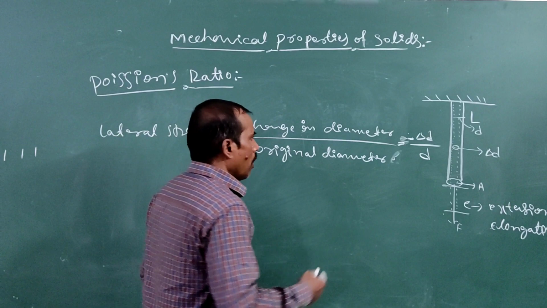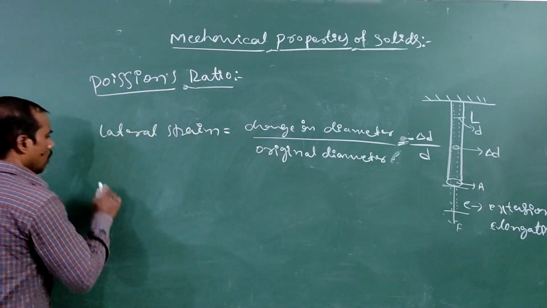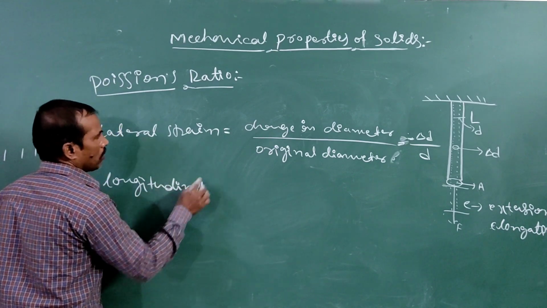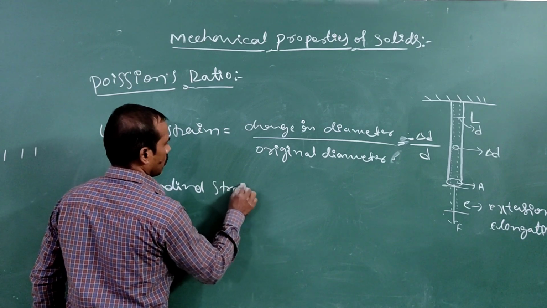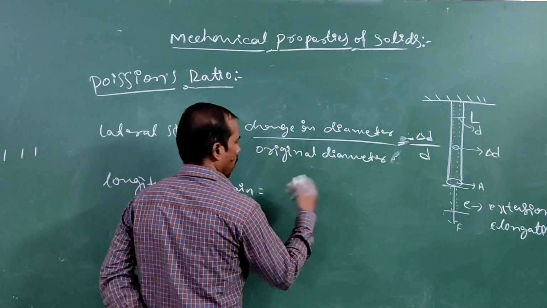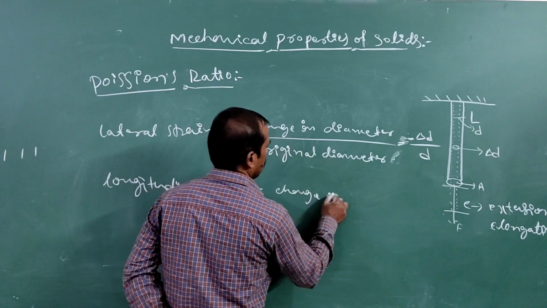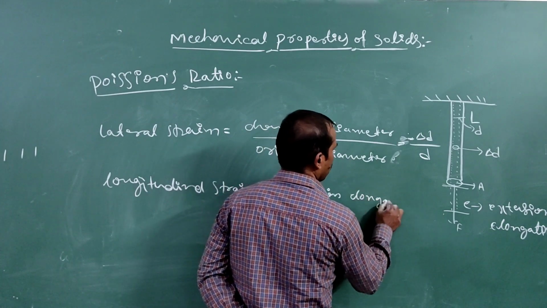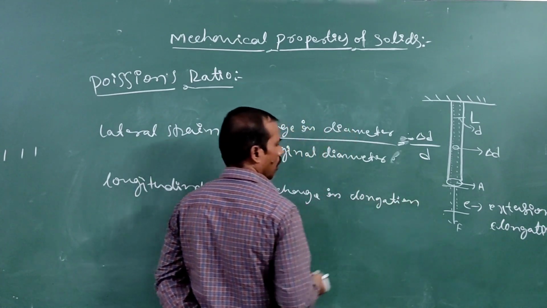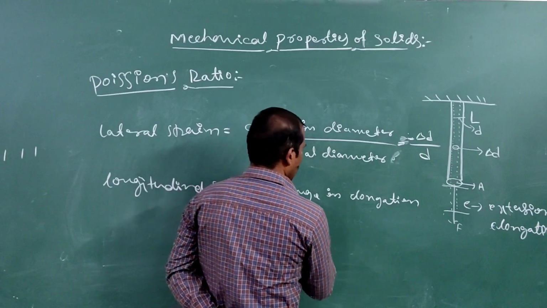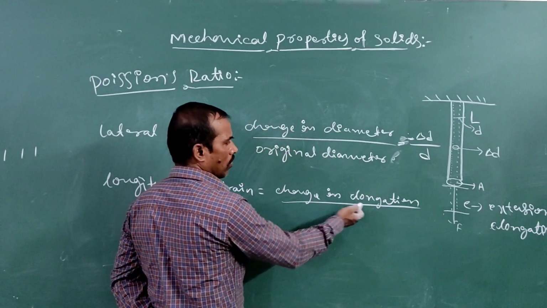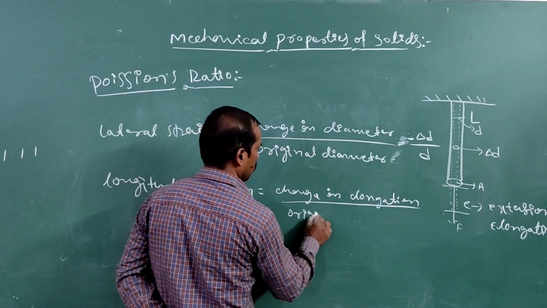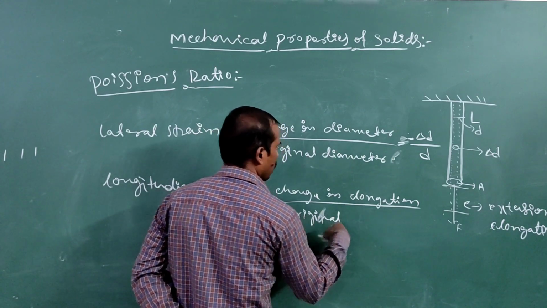Next, longitudinal strain. Here longitudinal strain is equal to change in elongation by original length of the wire.